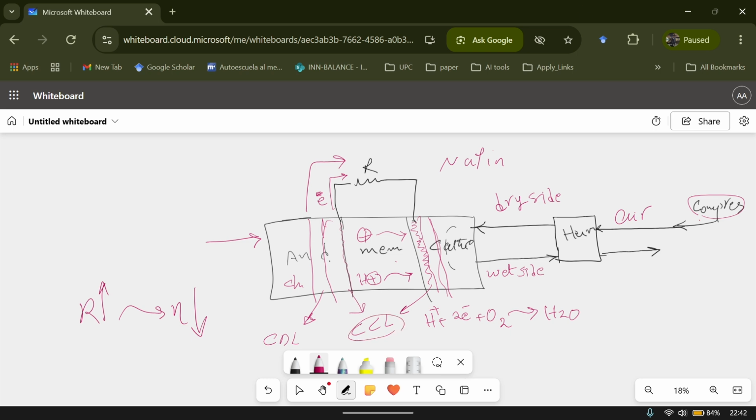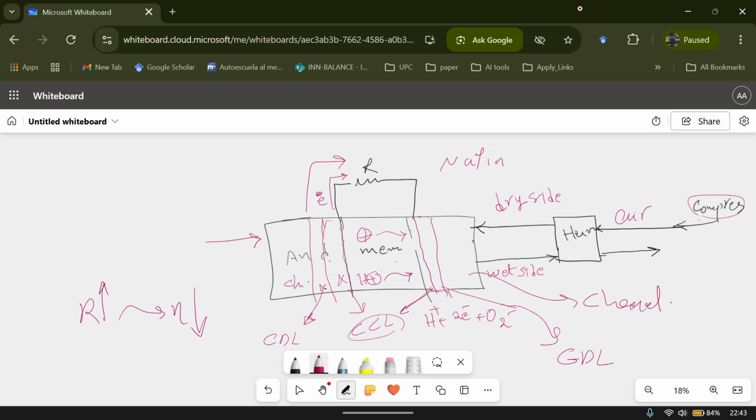So we have a channel, gas diffusion layer, and catalyst layer. On the cathode side it is the same. Let me clean here to show you. Okay, let me draw here. So we have a thin layer here, which is the catalyst layer, a bigger layer here, which is the gas diffusion layer, and this is a channel.